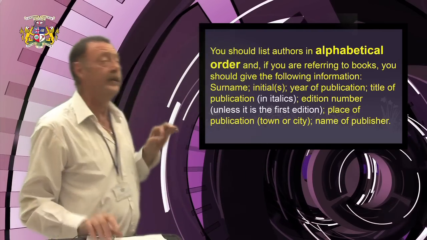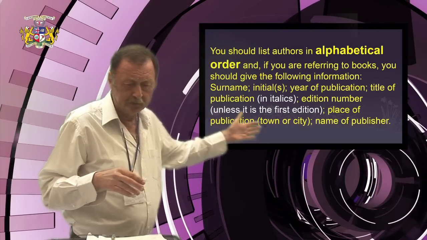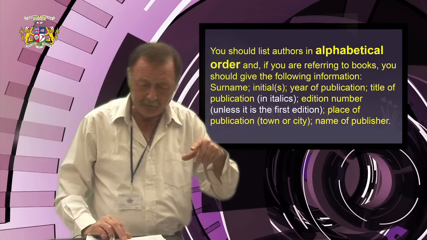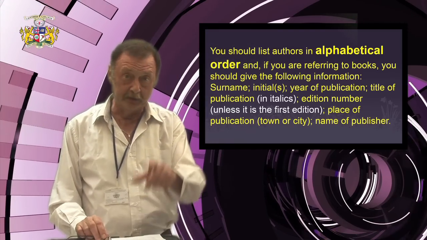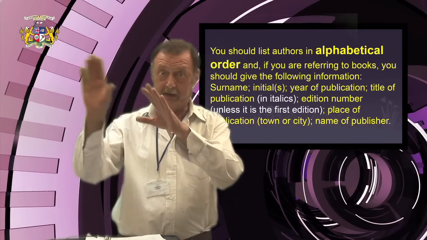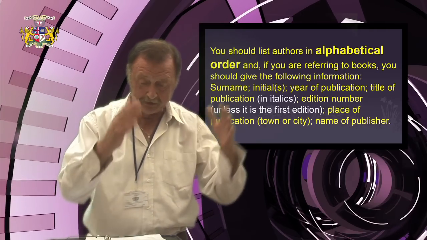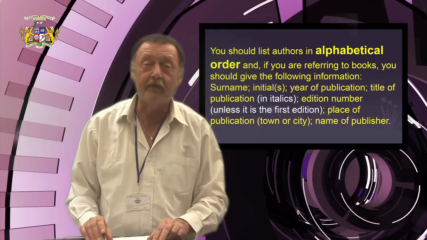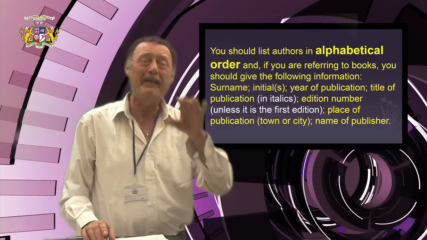Right, let's look at the absolute essentials. We're going to go through the great details. The absolute essentials. You should list authors in alphabetical order. And if you're referring to books, those of you who still read books, I know most of you go on the internet, but the books still exist, they're in the library, it's worth consulting them. But we'll start with the books. You should give the following information. Okay, and I'll tell you what, it's actually worth memorizing this.